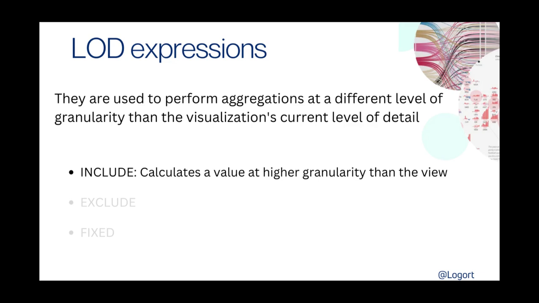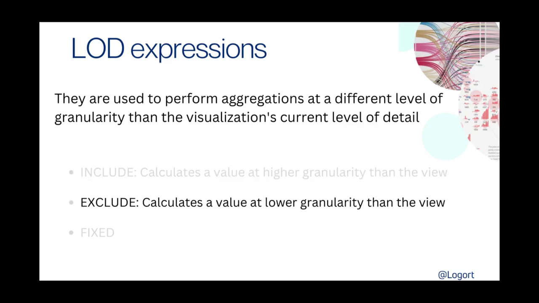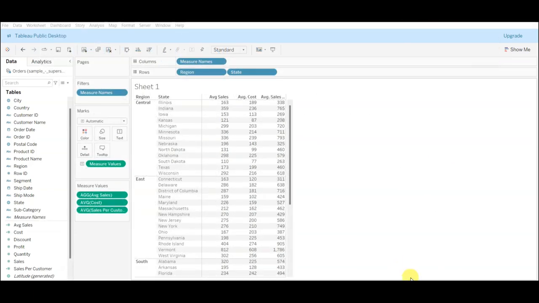But what if we want to compute values at a lesser granularity than the view? In such scenarios, we use exclude, which is used to remove dimensions from a visualization for calculations. For example, in this view, we have data up to the level of state, and if we want to compute region-wise sales without removing state from the view, we will have to use exclude in our calculated field.